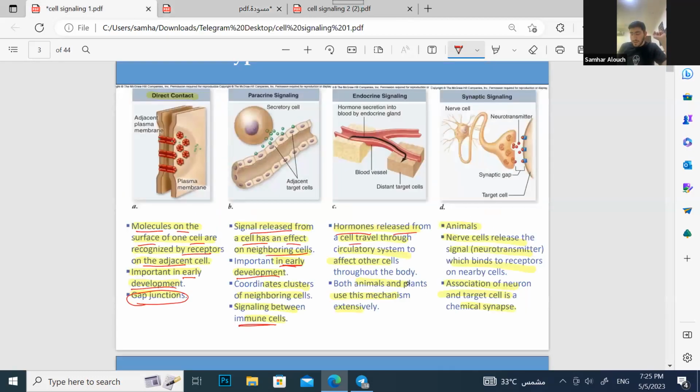Hormones released from a cell travel through the circulatory system, which is the blood system, to affect another cell. It happens in animals and plants, and they use this mechanism most of the time.